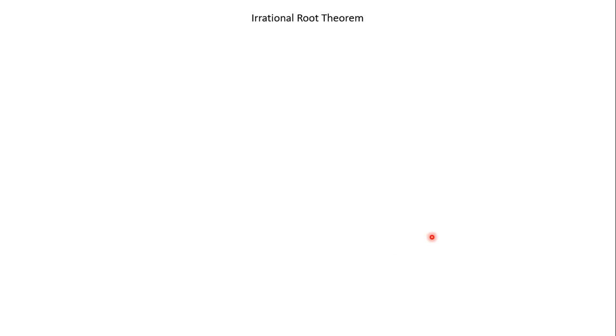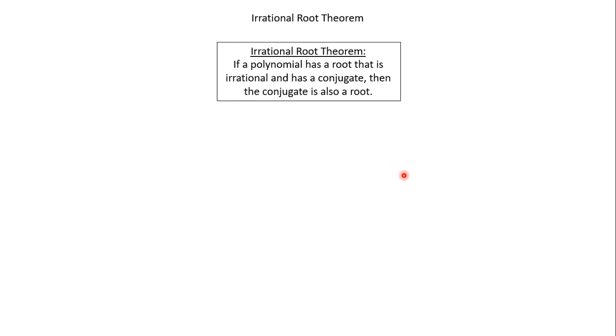And then multiplicity 2. We have another theorem called the irrational root theorem. And we're going to go through this one pretty quick. This is nowhere near as important as the rational root theorem in most things. And what it says is if you have one root that is irrational with a conjugate, it means that its conjugate will also be a root. Just like we had with quadratics. If root 3 is a root, it means negative root 3 is a root as well.